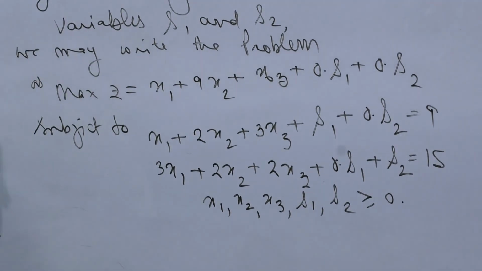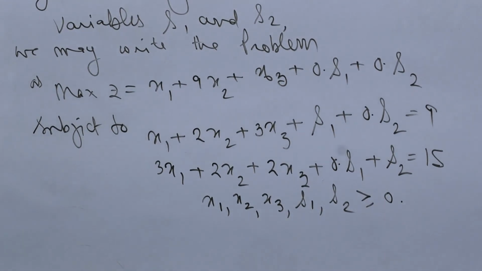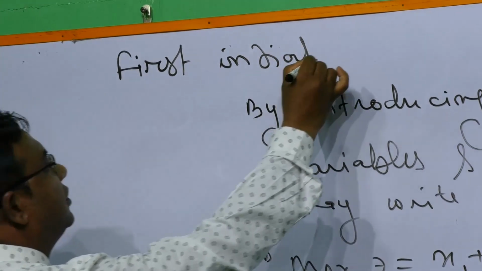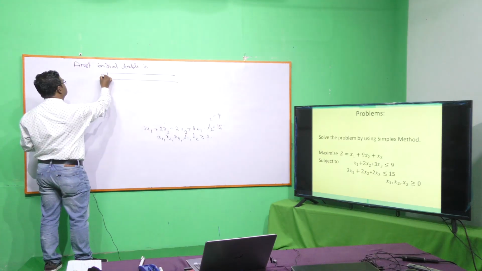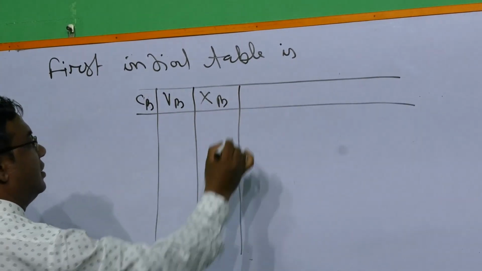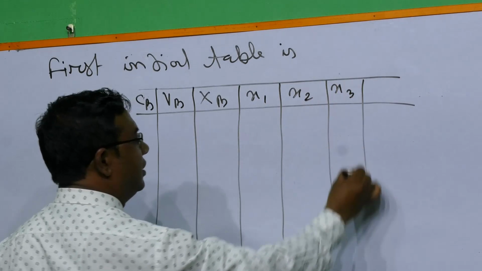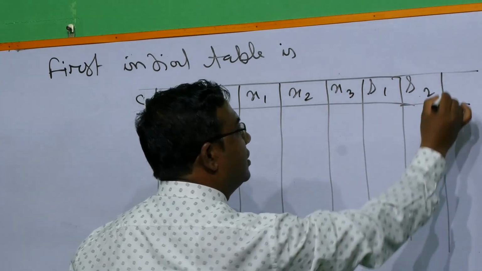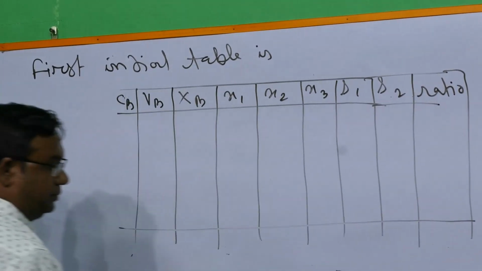Then next we have to do iteration. So the initial table for iteration is, then this is x1, x2, x3, S1, S2, and the last one is the ratio. Then you have to fill up this table.